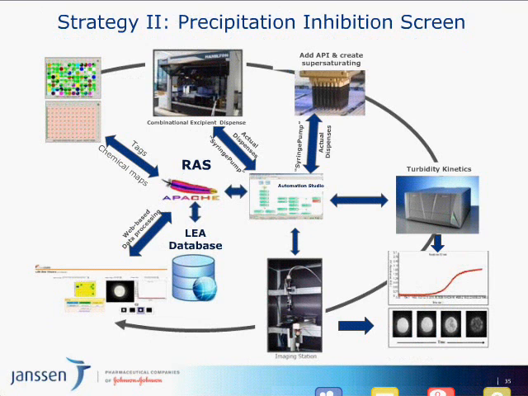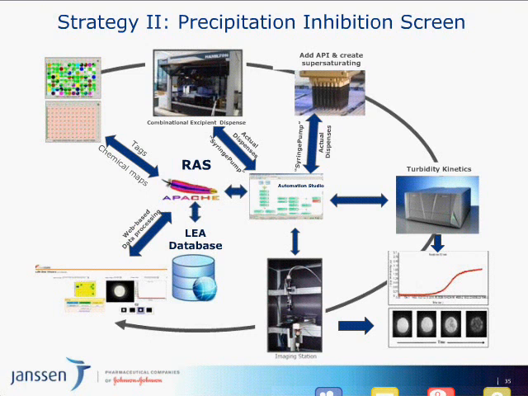So this is an overview of the precipitation inhibition screen. Again, design of experiment, making the different combinations with our liquid dispenser. We will add an API stock solution to our excipient solutions to create the supersaturated solution. We will measure the turbidity with our UV plate reader. So it's also a 96 plate reader.